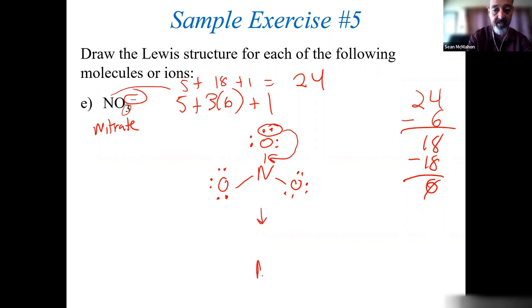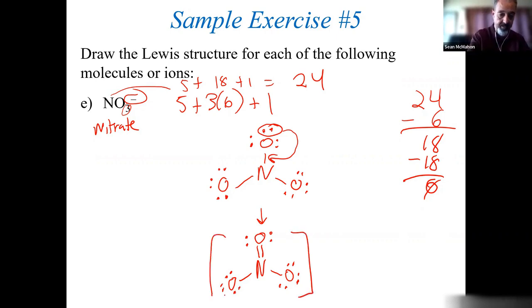So when I do that, now when I look, everything has an octet. And you're supposed to actually put this in brackets and show there's a charge on the outside. So now the nitrogen has an octet. What does that look like? Well, we can think of it as, here's the double bond to the 1 oxygen, and then the single bonded oxygens are here. Now, some of you might say, well, wait a second. Could I have removed it from here and gone there?